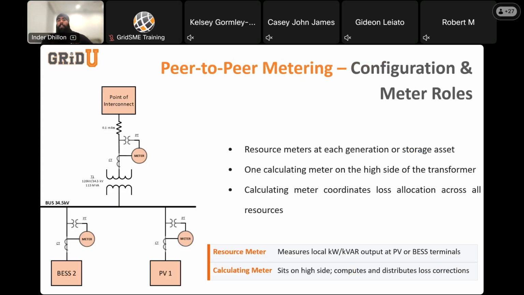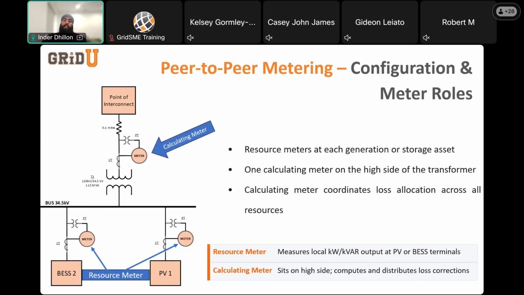So let's look at the physical configuration and what each meter actually does. The resource meters down here at the bus are measuring the real and reactive power coming directly from each resource. These are your local measurements, capturing what each unit is producing individually. The high side meter, on the other hand, acts as the calculating meter. This is the brains of the peer-to-peer method. The calculating meter has two jobs. First, it measures the transformer's high side conditions: voltage, current, power factor.